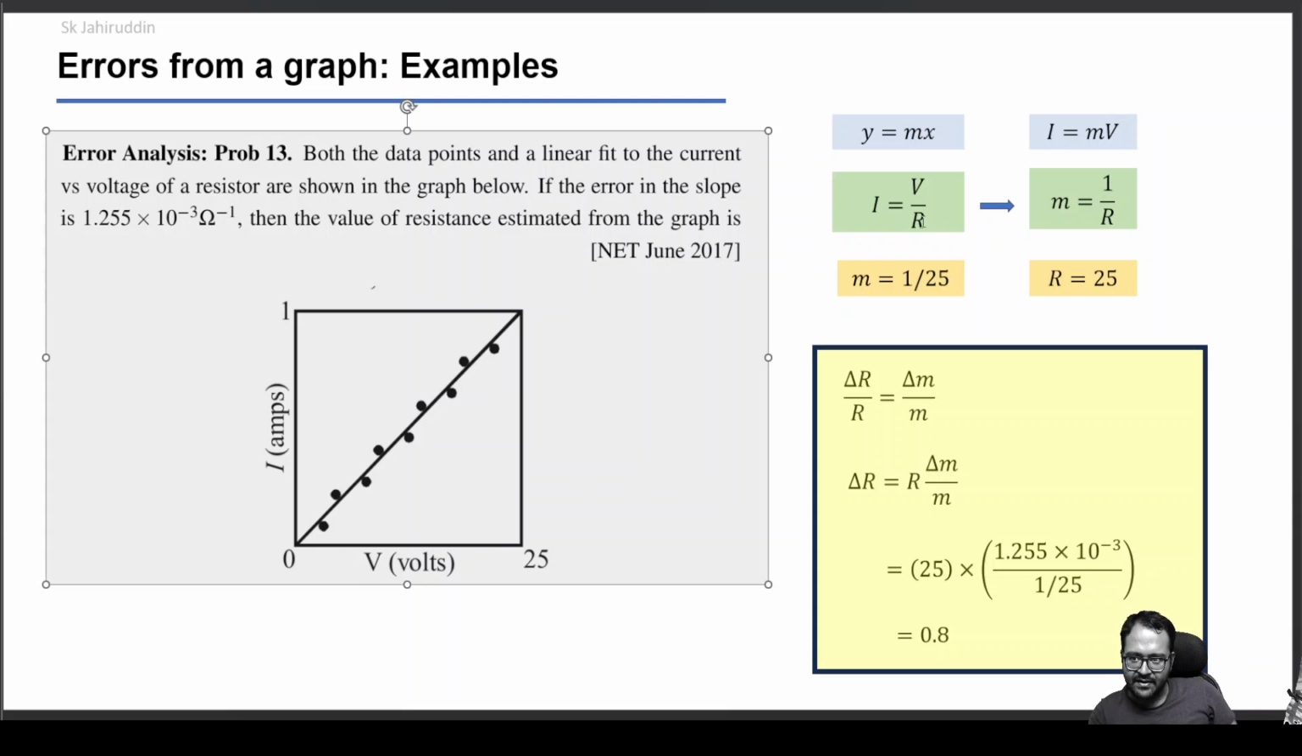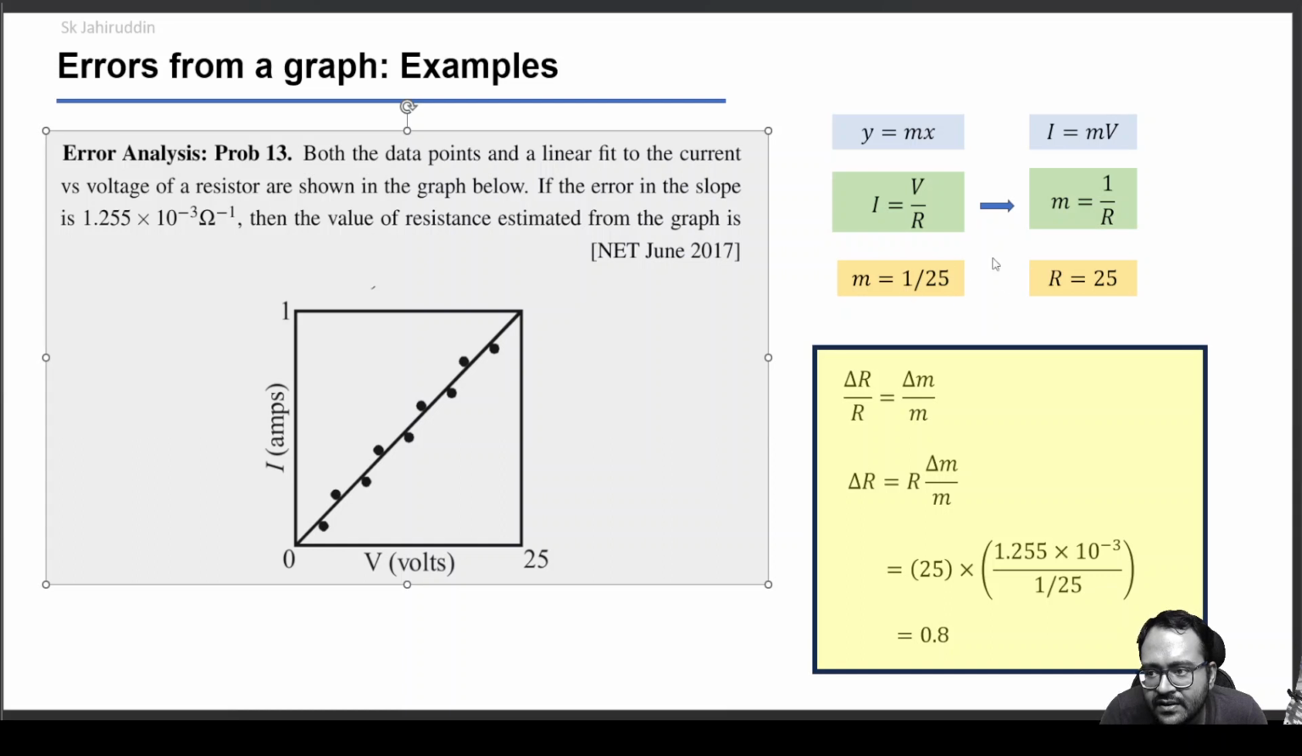I is V by R also. So what does your slope represent? Slope represents 1 by R. V is IR, I is V by R. So your slope from this graph represents the inverse of the resistance, the reciprocal of the resistance. In your data, we have I versus V. The slope of the graph will give that proportionality constant, which is multiplied in the I and V relation, and which has to be 1 by R from Ohm's law.